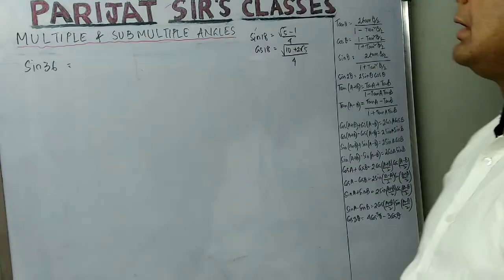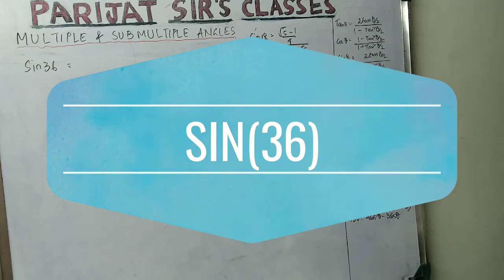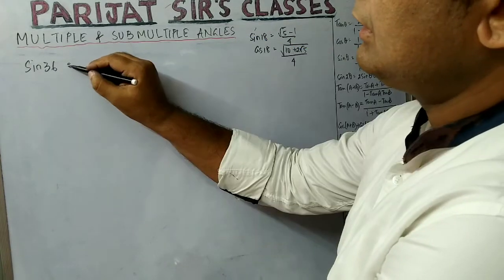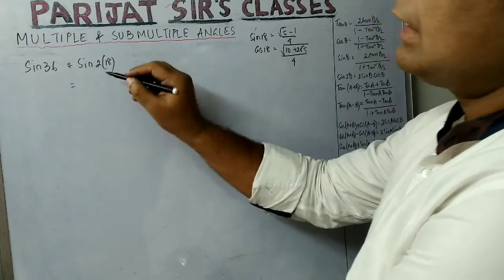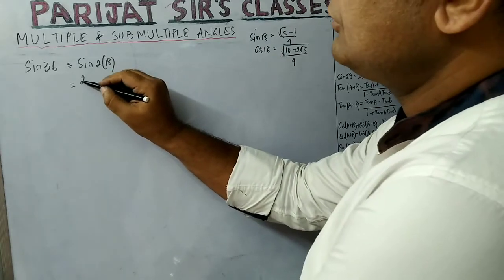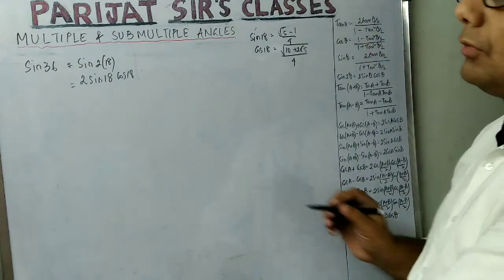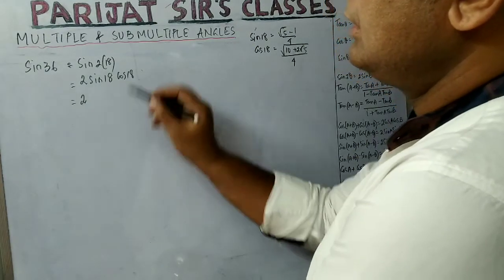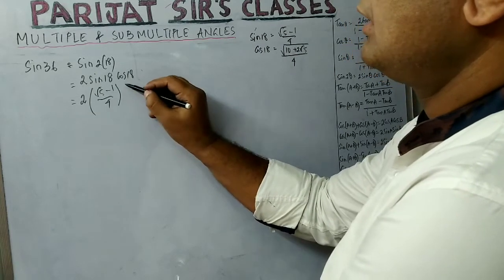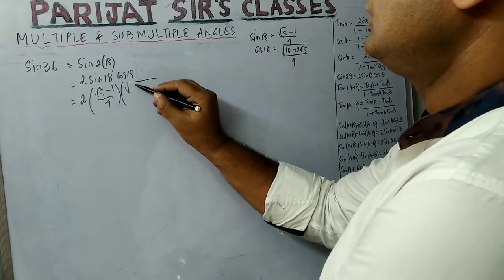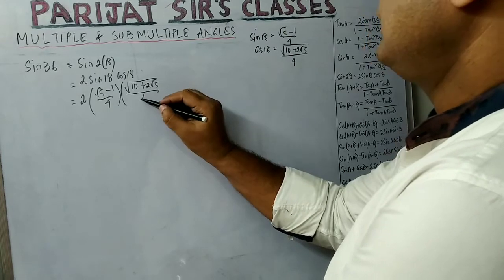So sine 36, we know this formula. Watch it. Sine 2 theta is 2 sine theta cos theta. So sine 36 we can easily write as sine 2 into 18. That means it's looking like sine 2 theta, and the formula is 2 sine 18 cos 18. Now we already know the value of sine 18.